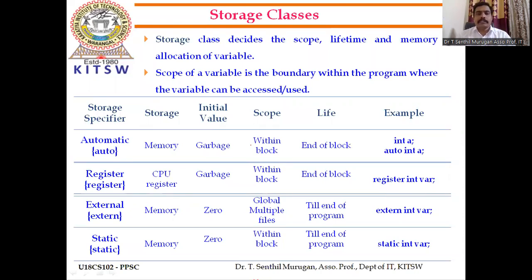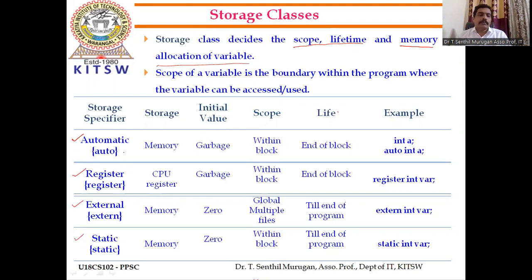Storage classes decide the scope, lifetime, and memory allocation of variables. The scope of a variable is the boundary within the program where the variable can be accessed or used. We have 4 storage classes. One is automatic, second is register, third is external, and fourth is static.